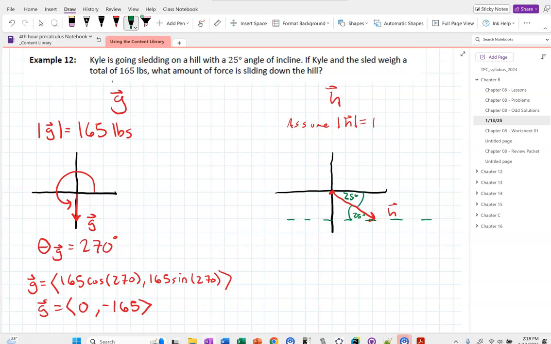Which means that that angle is also 25 degrees, right? From geometry, alternate interior angles. Take my word for it. So my direction for my hill vector is going to be 360 minus 25, or 335.